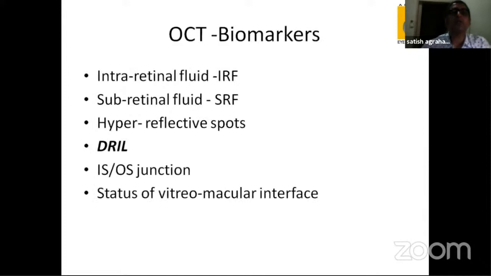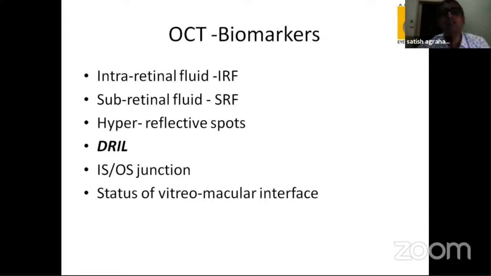But let's look into the OCT biomarkers. Now, these are all the different OCT biomarkers. One is the intraretinal fluid, one is the subretinal fluid, then you have the presence of hyperreflective spots in the OCT. The other one is the DRIL, which is called the disorganization of the retinal inner layers, and then damage to the ISOS junction and the status of the vitreomacular interface.